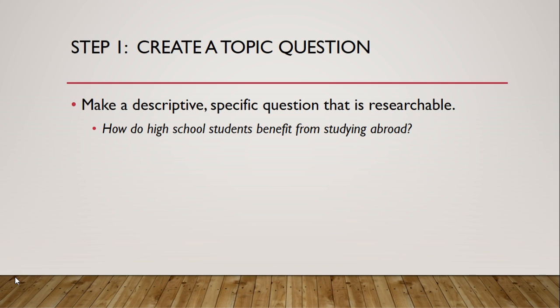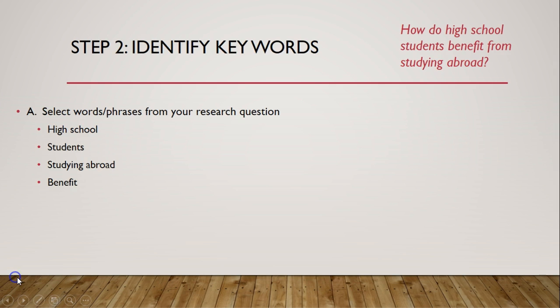For this example, we're going to use how do high school students benefit from studying abroad? Once we identified our topic question, we're going to use that question to help us start looking for keywords. So these keywords can be phrases or words from your research question, such as high school, students, studying abroad, and benefit. All these words will be useful when we go to look through the databases and try to refine our search.